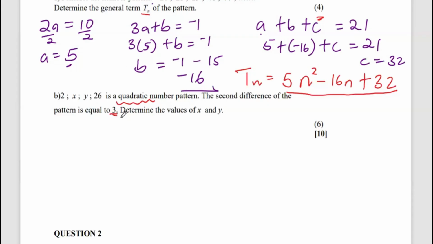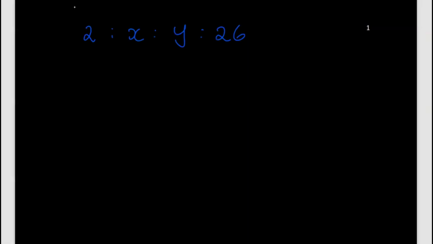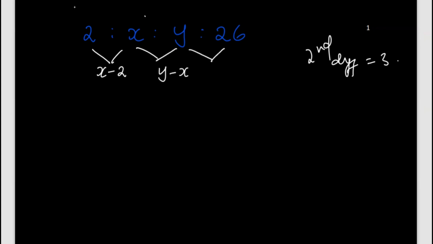2, x, y, 26. So we have a 2, we have x, we have y, and then we have 26. But what they told us is that the second difference is a 3. So what I'm going to do, second difference is equal to 3. Let me get the first differences. We know that t2 minus t1 is going to be x minus 2, then y minus x, and this must be 26 minus y.